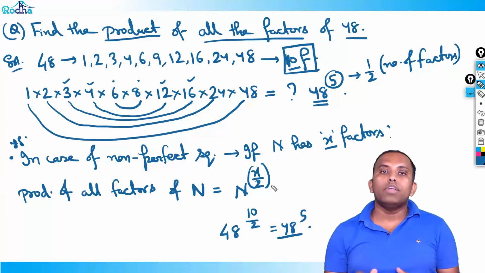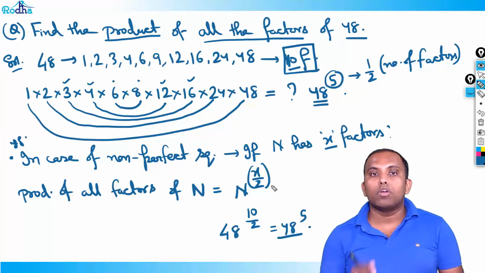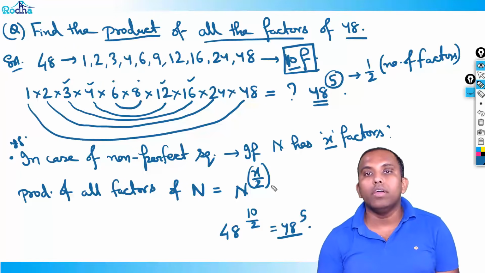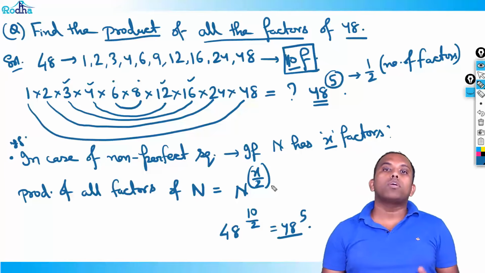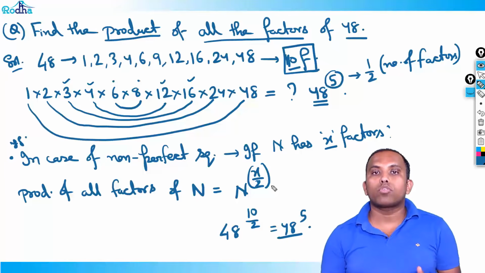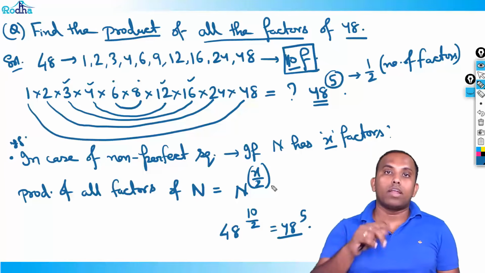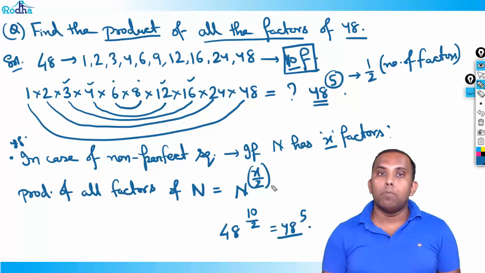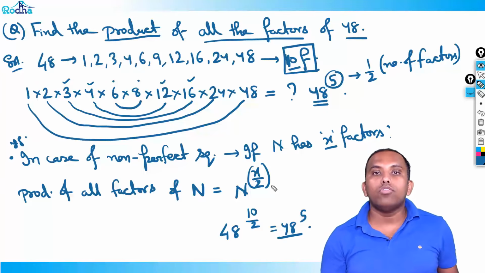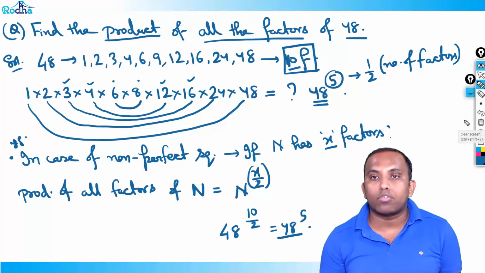Now, why will we discuss the case of perfect square separately? Because one more extra number will be here in case of a perfect square, because the square root of a perfect square will be an integer. That extra integer will be added here, making the total number of factors odd. So let's discuss the case of odd factors for a perfect square.